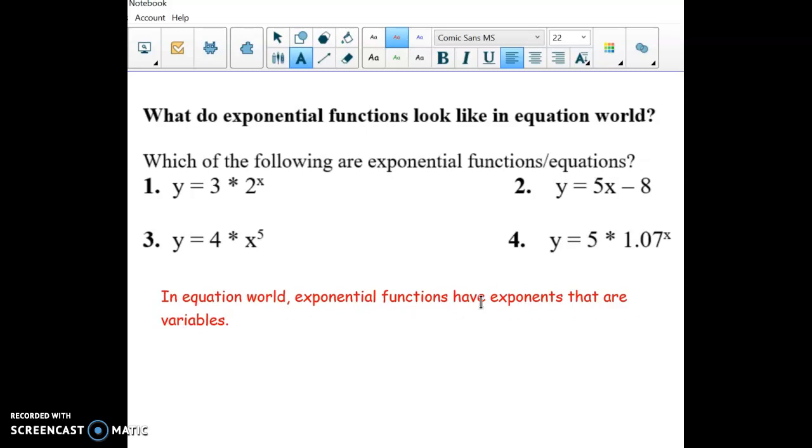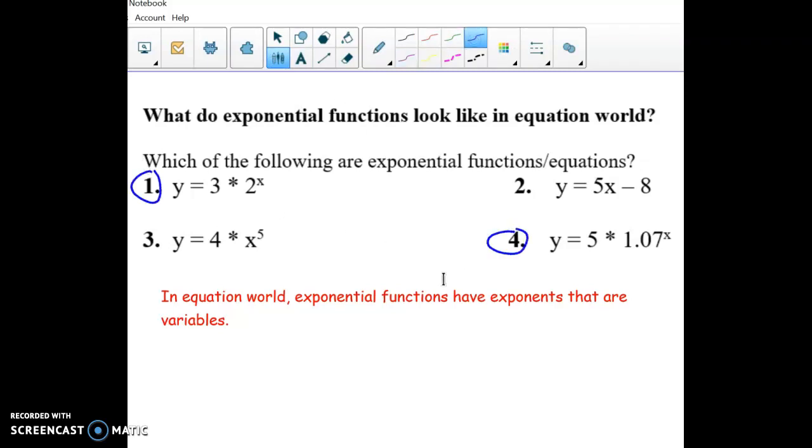Which of these would be exponential? Pause the video, give it a shot. Right, and if you said that the exponentials were 1 and 4, ask your parents for an extra cookie at dinner tonight, because that is correct. The exponents there are variables. On number 2, the exponent is 1. That's a number, so that doesn't count. Here, the exponent is 5. So those are polynomials, not exponentials.